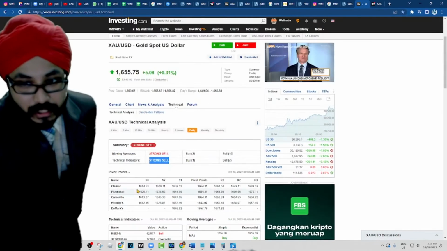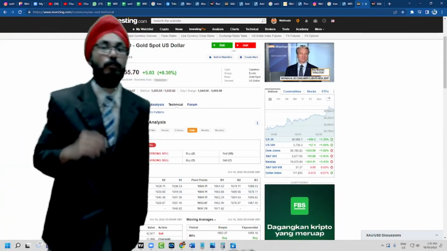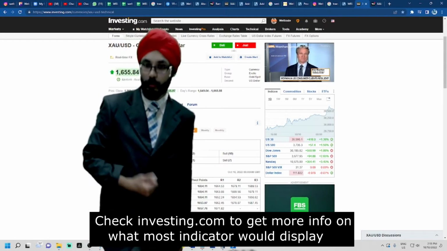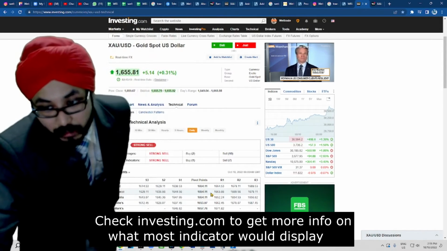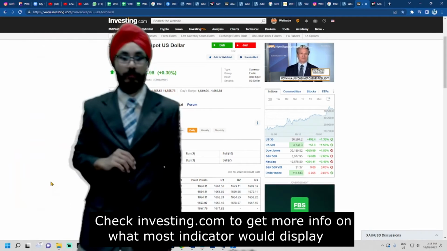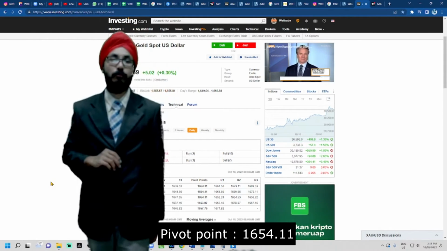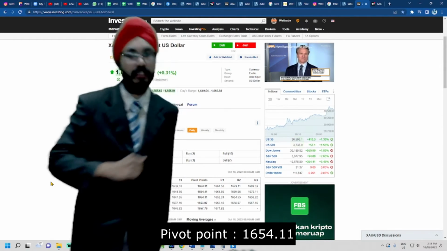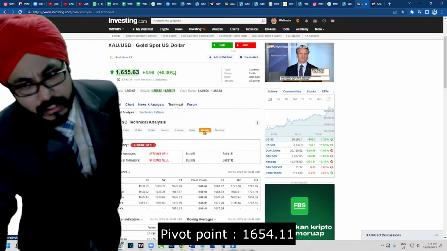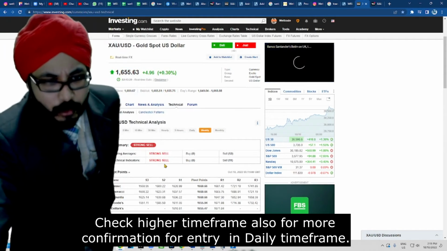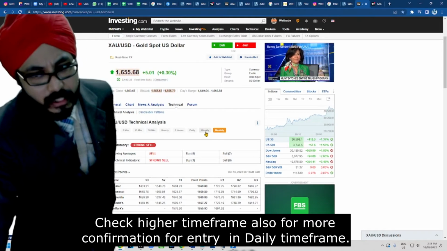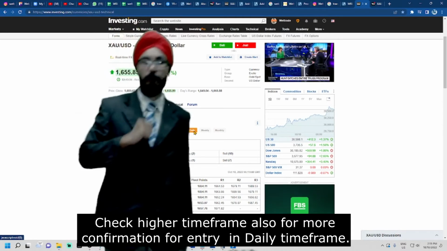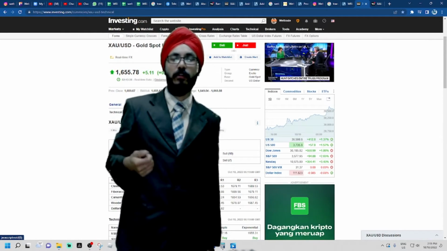So what we would do is look at our resistance points in order to place our sell, and we can take profit at our pivot point, which would be at 1654.11. However, let's say we would like more confirmation regarding our trend at the daily. We can check with a higher time frame. In the weekly, we have a strong sell for our technical indicators, and for our monthly, we also have a strong sell. Thus, our confirmation for the strong sell trend becomes stronger.